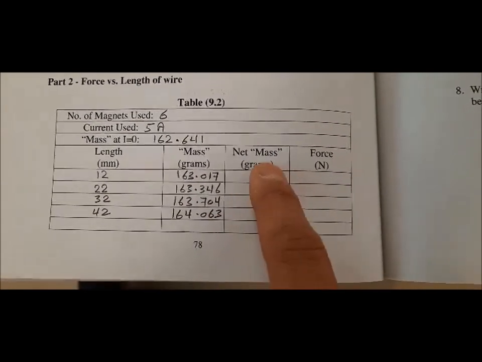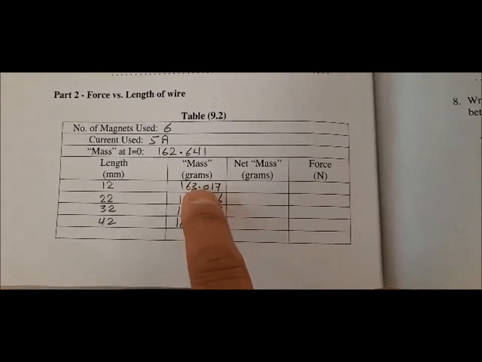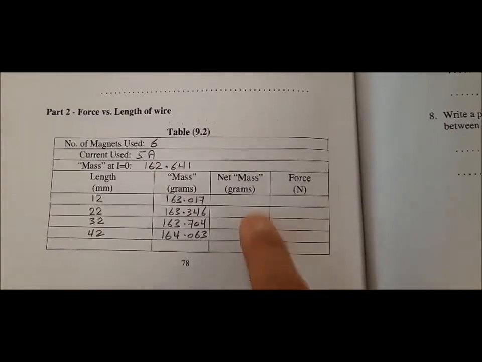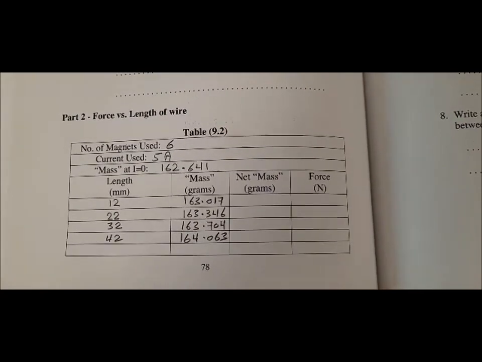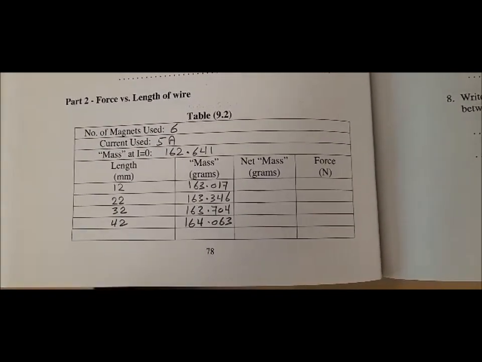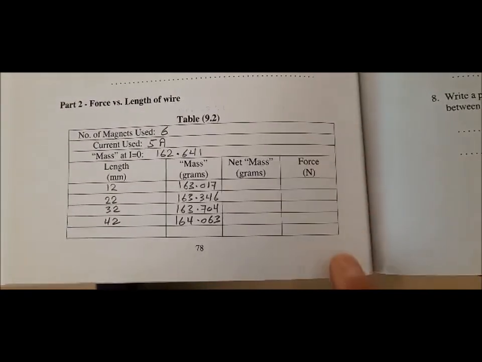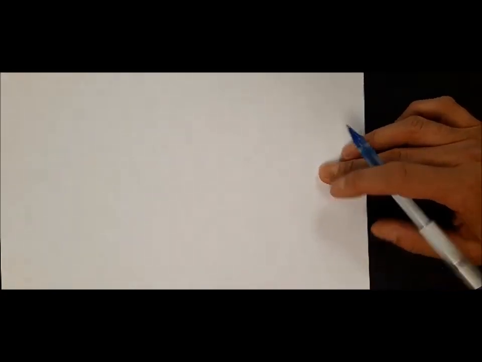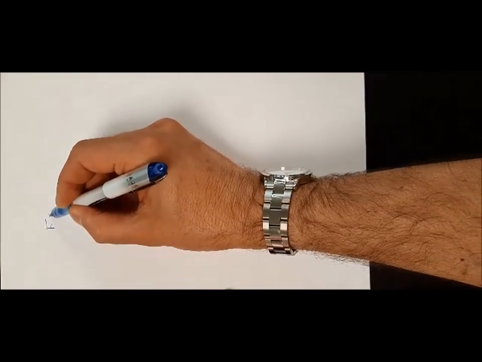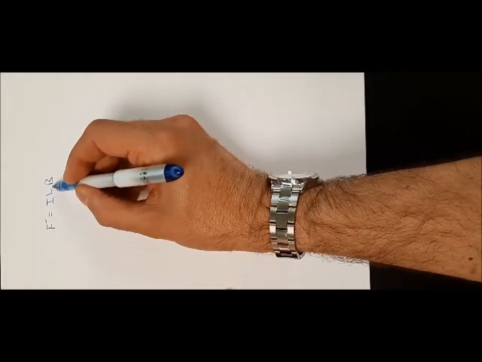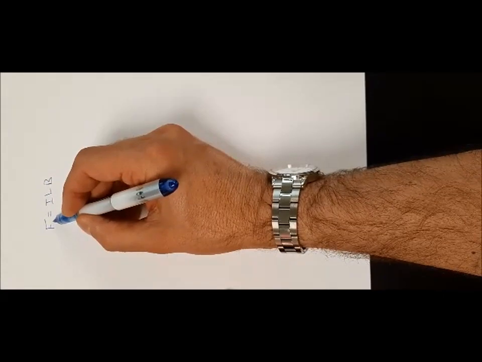measured. So we need to calculate the net mass, subtract this minus the mass without a current, this is the net mass, then divide this net mass by 1000, multiply it by 9.8, it becomes a force. Okay, now the third table, we will investigate in this relation, F equals ILB, we'll investigate the relation between the magnetic field and the force.